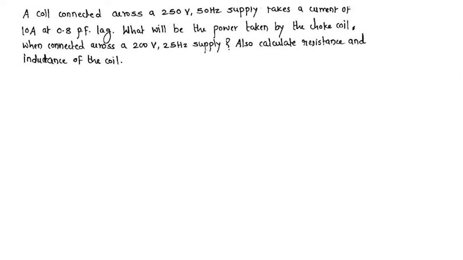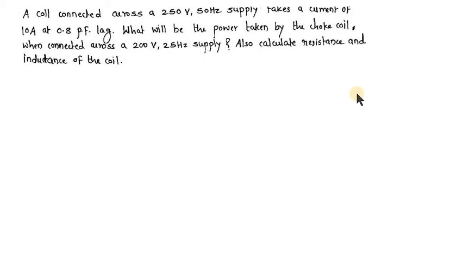The numerical statement is talking about a coil connected across a voltage source such as 250 volt 50 Hz, and the power factor in such a case is 0.8 lagging. We know that only in a series RL circuit is it possible to have a lagging power factor, and its value will be somewhere between 0 and 1, higher than 0 and less than 1. So we are sure that this is a numerical based on the series RL circuit.